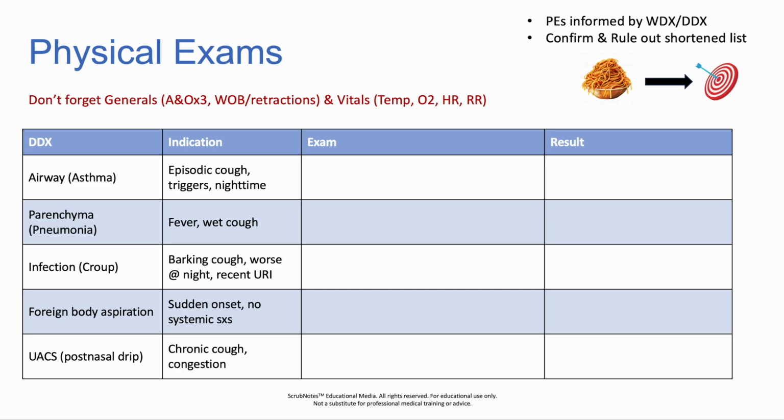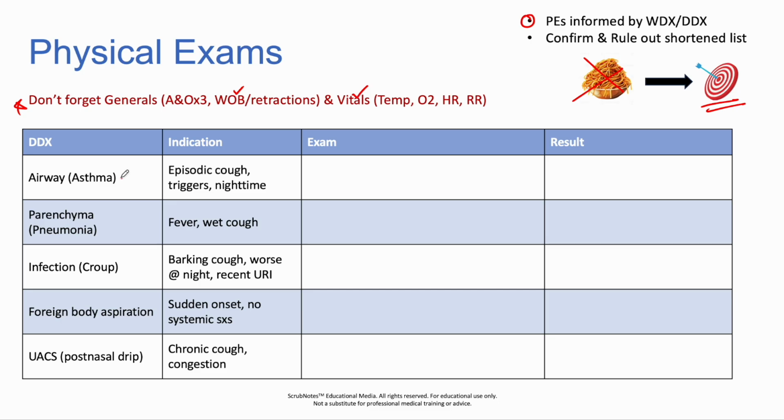Now that we've asked focused history questions, our PEs are going to be informed by that information and take a much more targeted approach. Don't forget to check your generals, look for any kind of work of breathing. Also, be sure to gather vitals, especially in an OSCE. Let's look at the table here of physical exams we might want to perform.